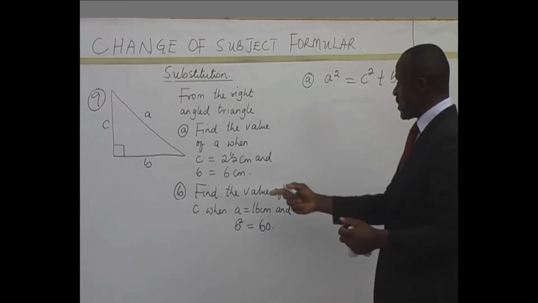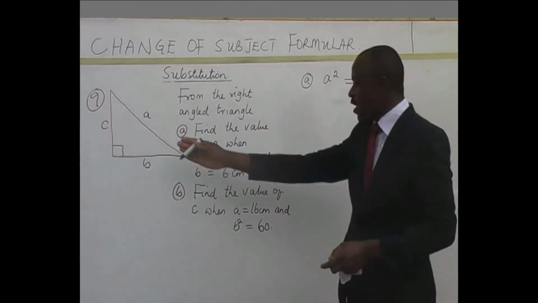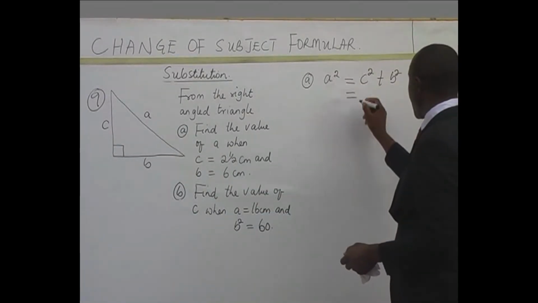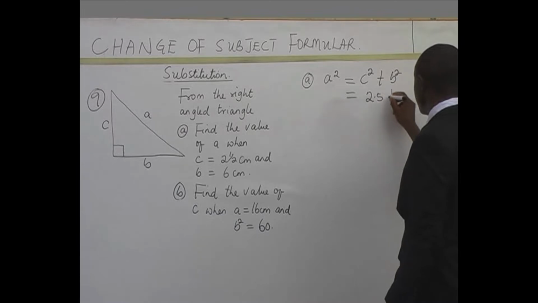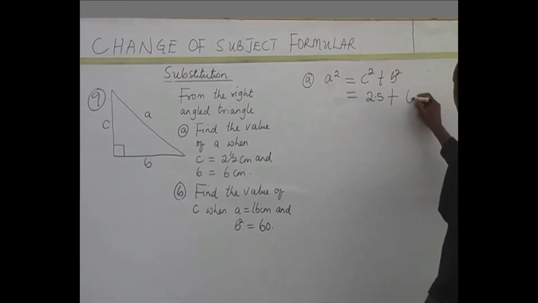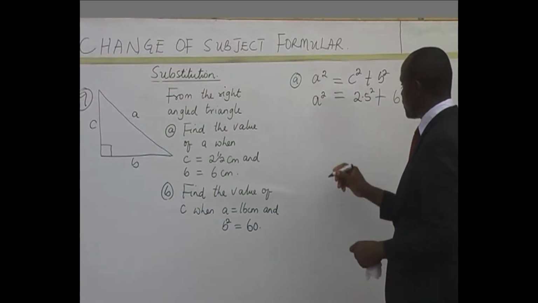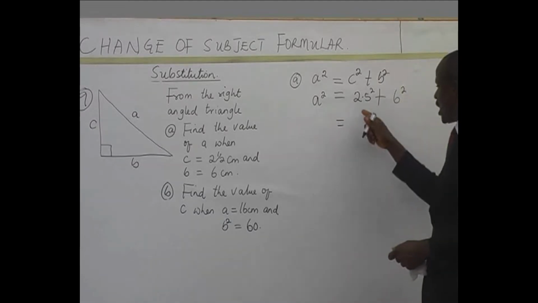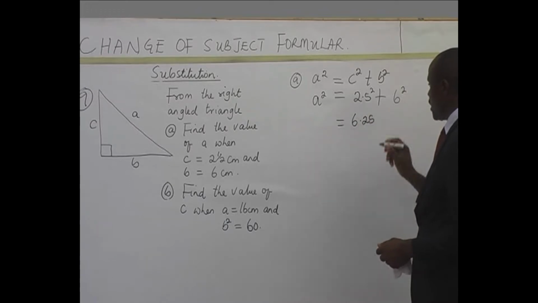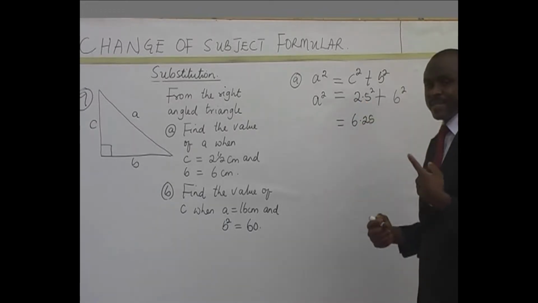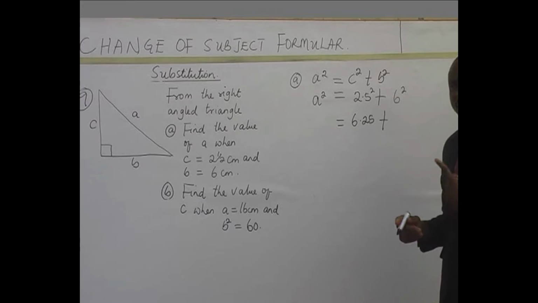Now the question says that we should find the value of A, the hypotenuse, when they have given us the value of C and B. So from here, A squared is going to be C squared, which is 2.5 squared, plus B squared, which is 6 squared. A squared is equal to 2.5 times 2.5. Use a calculator and multiply 2.5 by itself. It's going to give you 6.25. Plus 6 squared, which means 6 times 6, and that is 36.